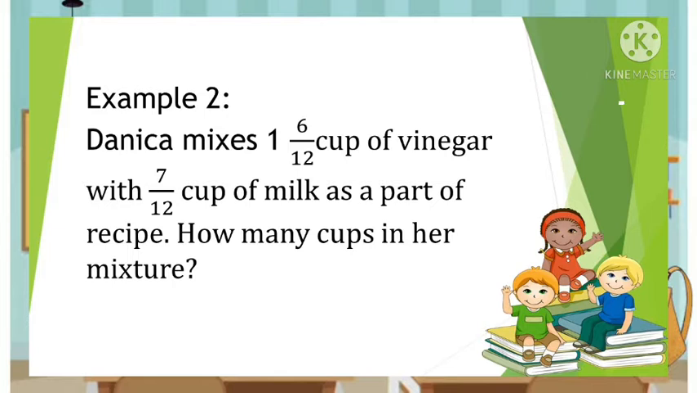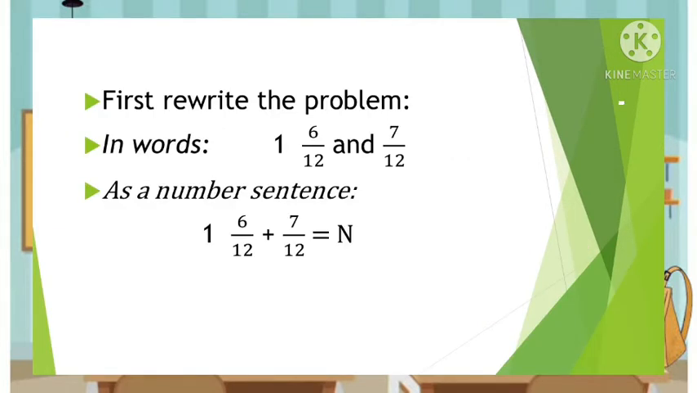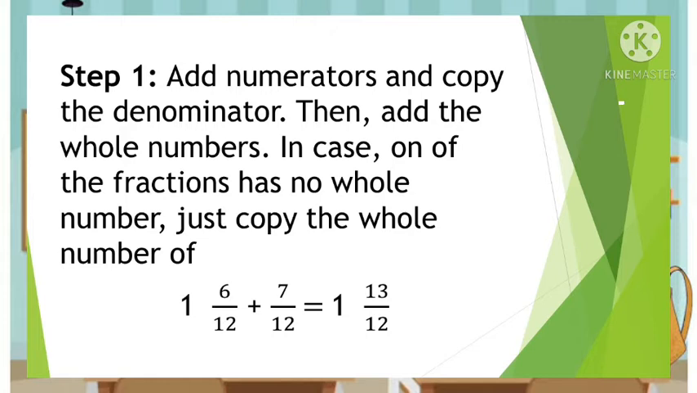To solve this problem, we have to rewrite the problem first in words. 1 6/12 and 7/12. As a number sentence, 1 6/12 plus 7/12 equals n. Now, to add the mixed fraction with regrouping, we have the first step.